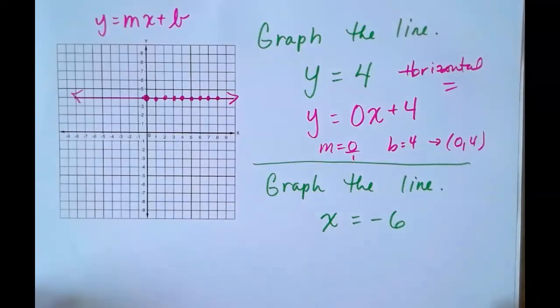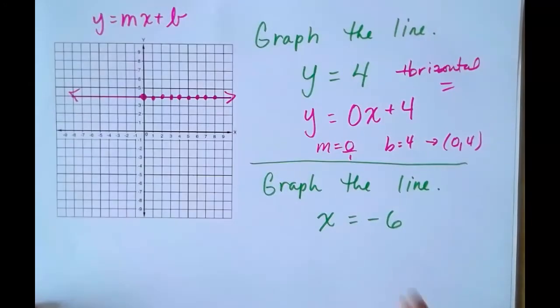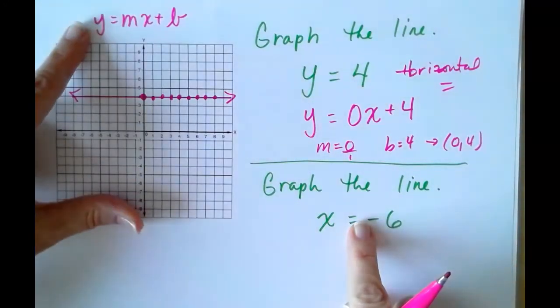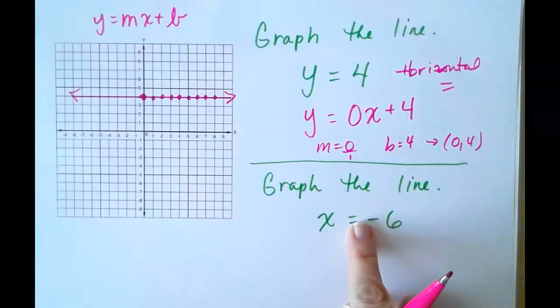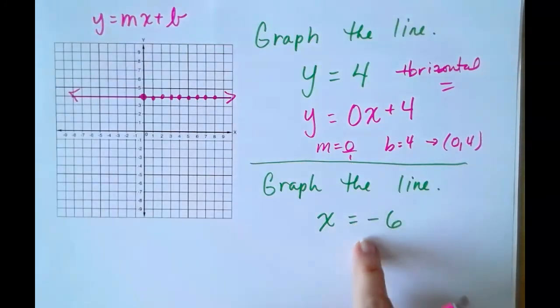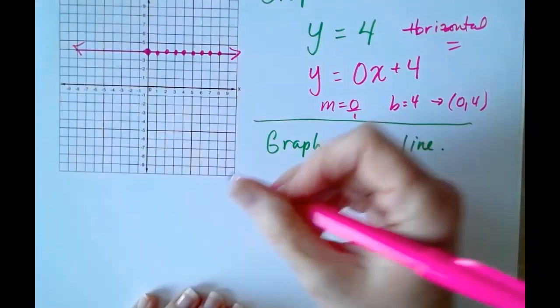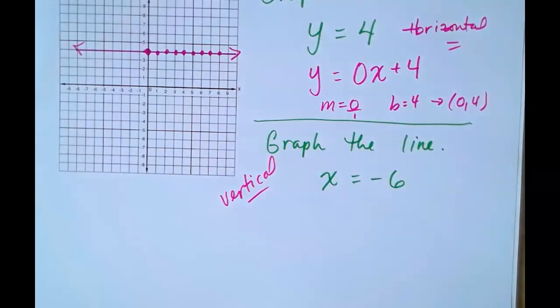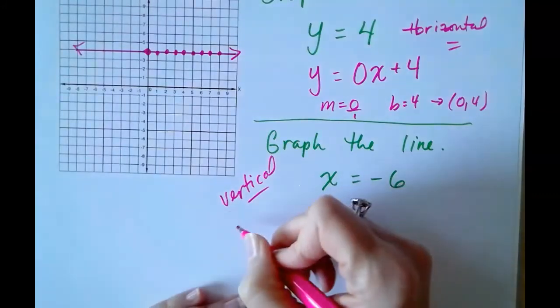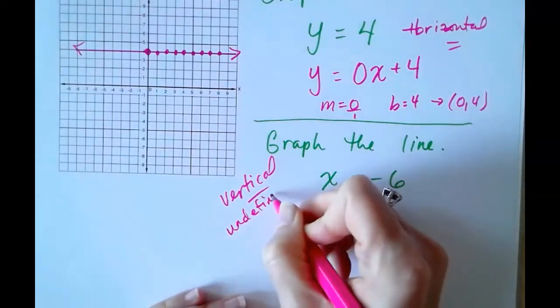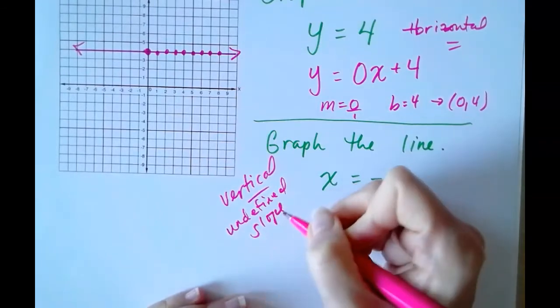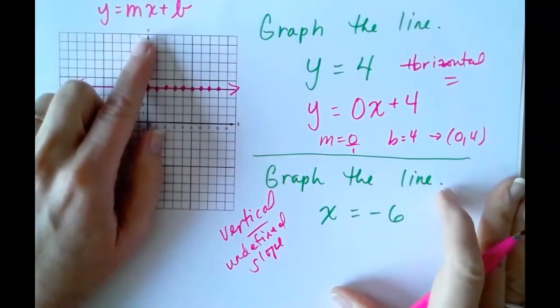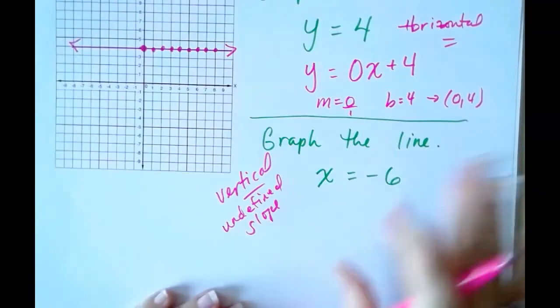x equals -6. Is it possible to write x equals -6 in the form y equals mx plus b? That's a no. This is a special line. This is a vertical line. And we have already discussed how a vertical line only rises. It never runs. So if it only rises and never runs, it's a vertical line, and a vertical line has an undefined slope. So is it possible to put it in y equals mx plus b form? No, it is not. All we can do is graph it.